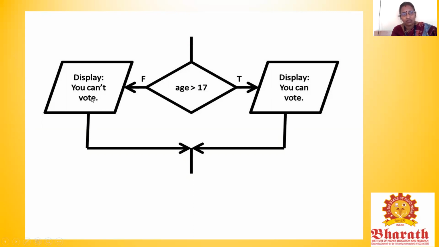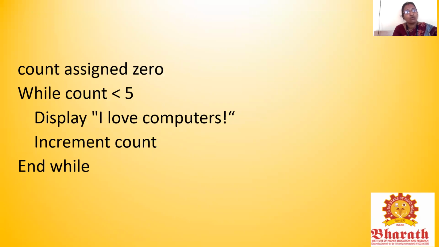And see the box, that is a parallelogram box being written to specify the output, that is, they are displaying: you cannot even vote. So this is the way the flowchart has been drawn when the decision has to be taken. And here count is assigned as a very simple pseudocode.